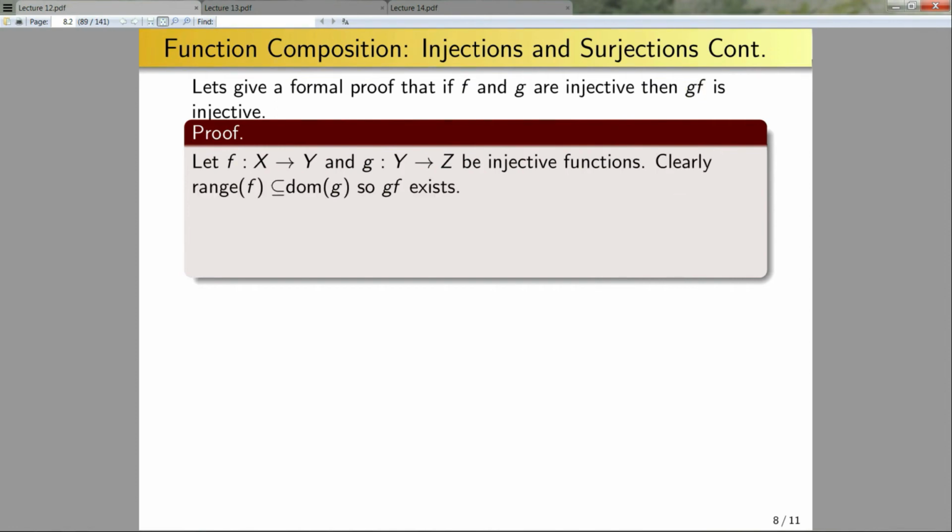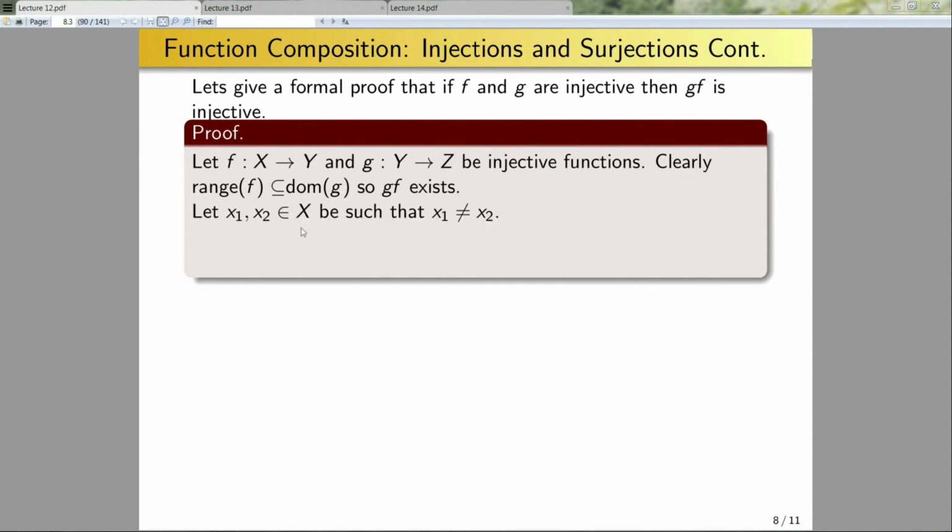So how do I do that? Well, I simply note that the range of f is a subset of the domain of g. In particular, the range of f is a subset of Y, and the domain of g is Y. Thus, gf does in fact exist. So next, what do I need to prove? Well, I need to show it's injective. So how do I do that?